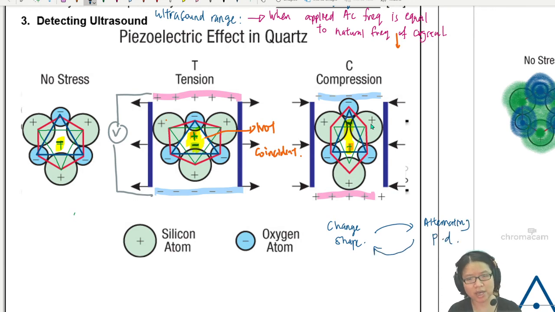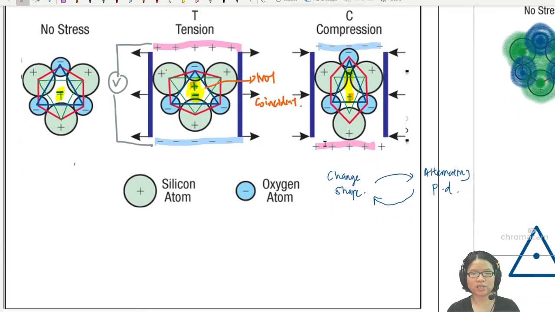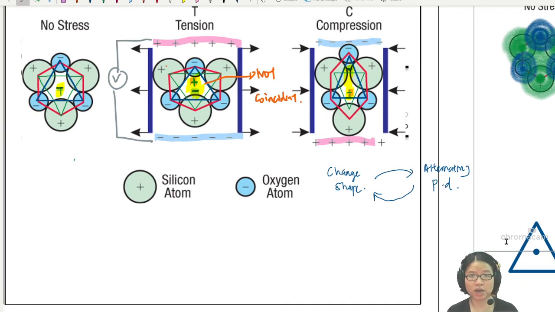This one also can. So when the crystal changes shape and you get alternating potential difference, this is how we detect ultrasound. When you apply alternating potential difference and the crystal changes shape and vibrates and you put the crystal on the belly, this is how you receive or generate ultrasound.